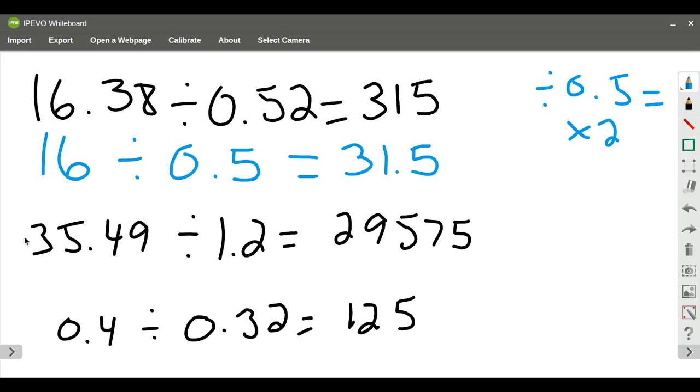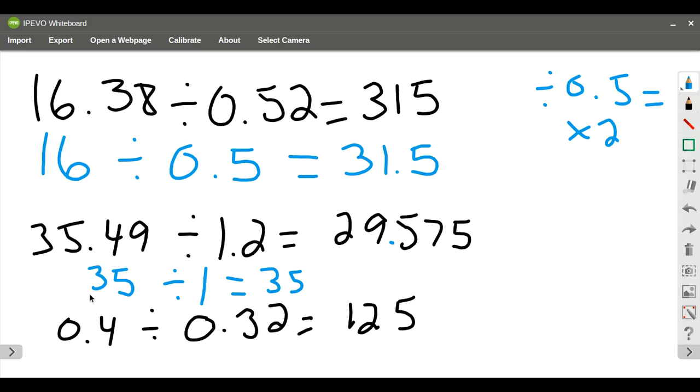The next one that I take a look at is 35.49 divided by 1.2. If I use estimation and round, I'm just going to say 35 divided by 1. Well, 35 divided by 1 is going to be 35. So when I take a look at my answer here, the value that gets me close to 35 is going to be 29.575, because 29 is close to 35. So that's where that estimation is going to come into play.